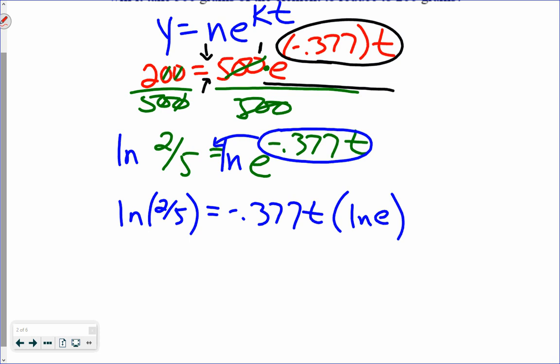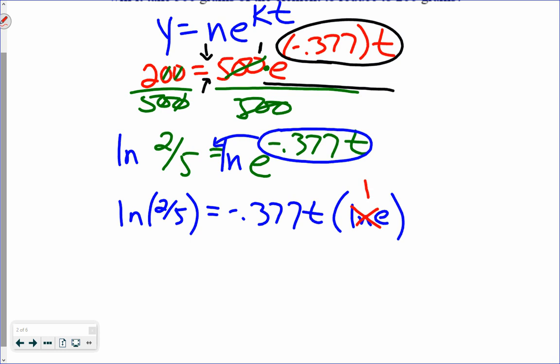Now, somebody, I'm going to try not to mention names, said, isn't the natural log of e just 1? It is, because it's saying log base e of e. E to what power gives you e? The first power. So this is just 1, so that's good.